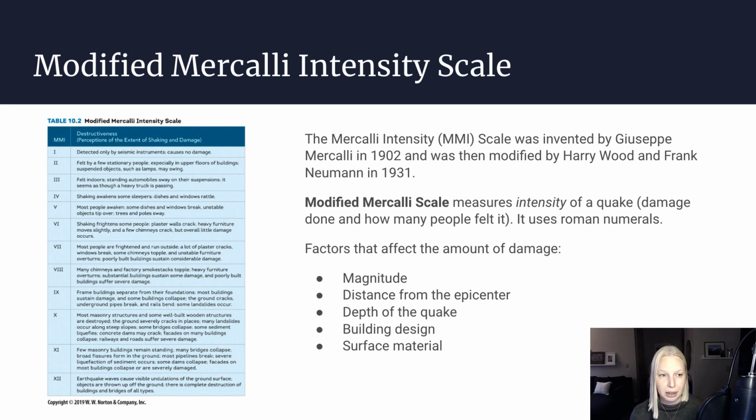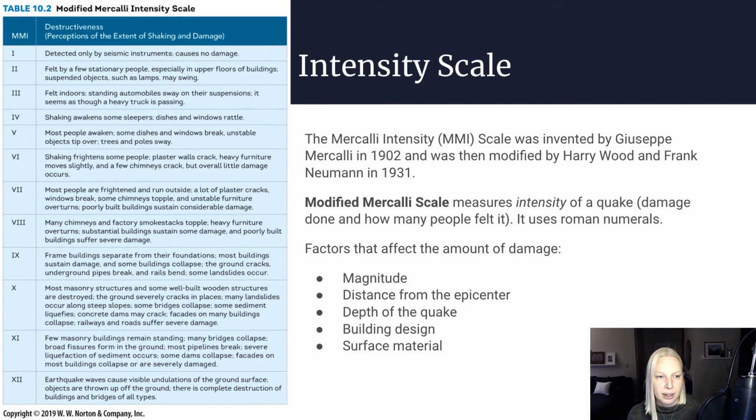You can see an example of the Modified Mercalli Intensity Scale on the left there, and you'll see, again, we use Roman numerals for this. At a 1, the earthquake would only be detected by seismic instruments, not by people, and it doesn't cause any damage. At a 2, it's felt by maybe a few people who are standing still and can actually feel it.